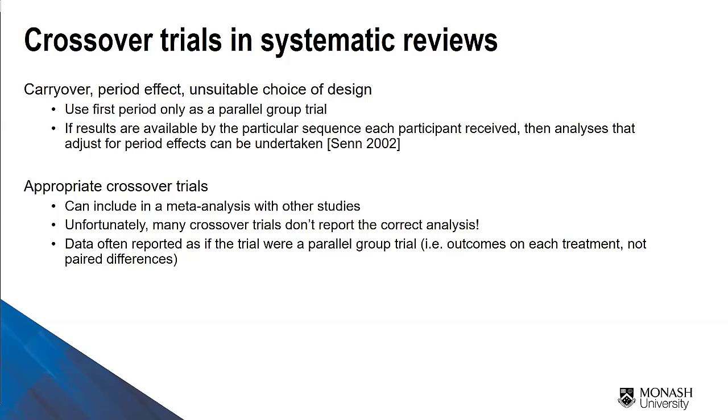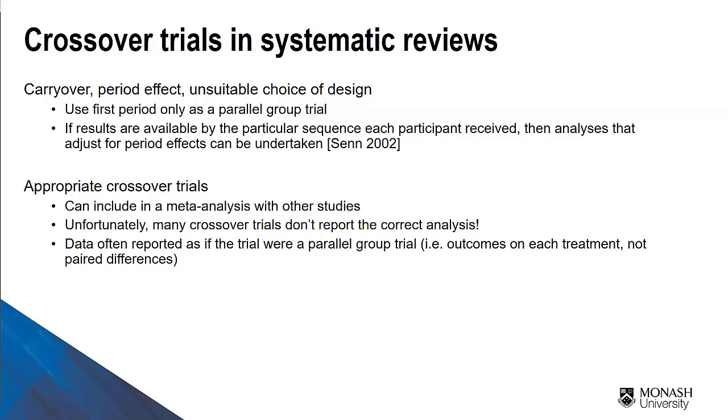So coming back again, if we've got carryover and period effects, then what we can potentially do is just use the first period data and treat the crossover trial as a parallel group trial. If we are worried about period effects and this hasn't been adjusted for, and the results are available by a particular sequence, then you can adjust for those period effects in a reanalysis. So appropriate crossover trials we can include in the meta-analysis with other studies.